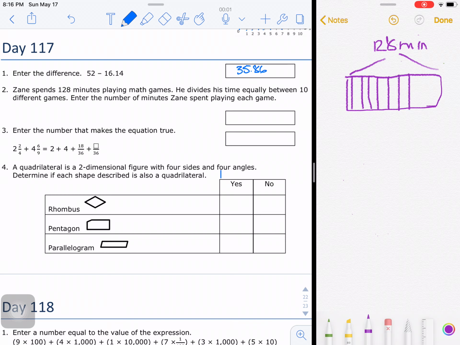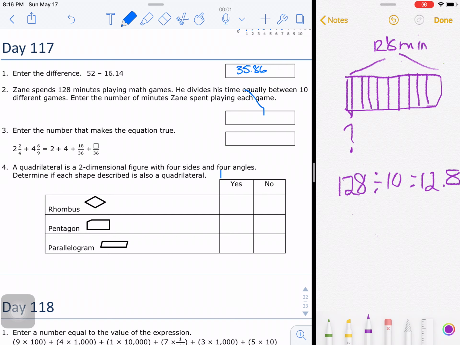And each of these parts is a game, and we're supposed to find out how many minutes per game. So we would set up our equation, the whole divided by the number of parts would give us the number of minutes in each part. So we have 12 and 8/10 minutes.